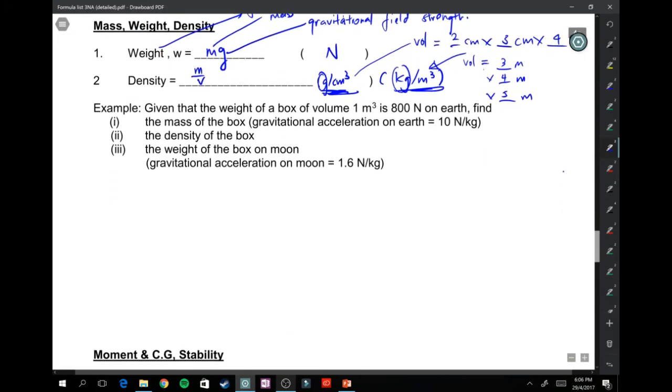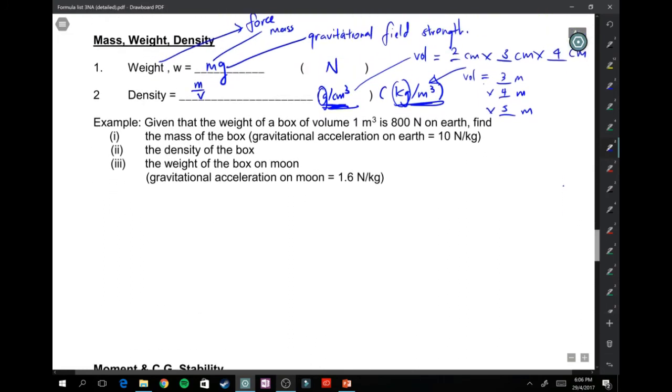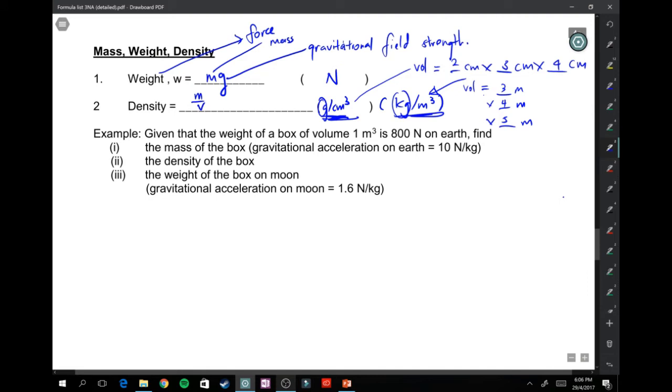Now we do an example, and then we should be done with this question. Given that the weight of the box, volume 1 meter cube, so V equals 1 meter cube. It's 800 Newton on Earth, so W equals 800 Newton. Not mass, but W. Find the mass, given that the gravitational acceleration is 10.